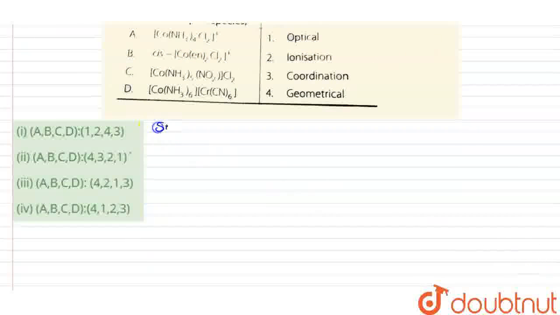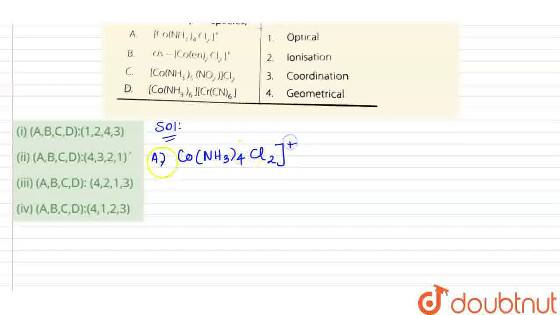Let us discuss it one by one. The first complex is cobalt NH3 4 Cl2 plus. This complex exhibits geometrical isomerism. Geometrical isomerism is when compounds have the same molecular formula but a different spatial arrangement. It will be in two forms: one is the cis form and the other is the trans form.